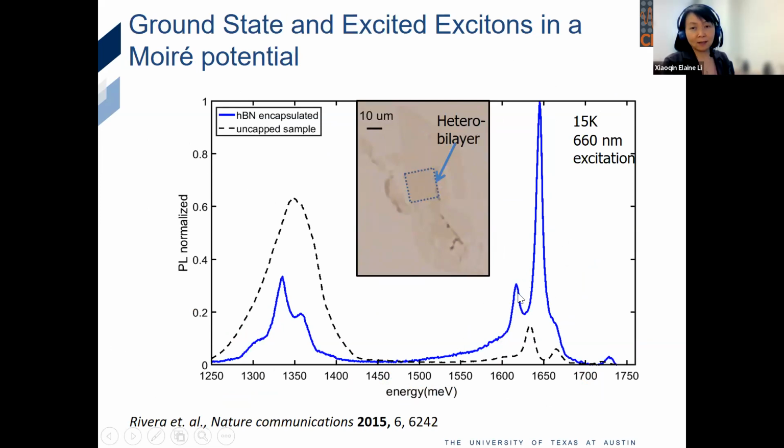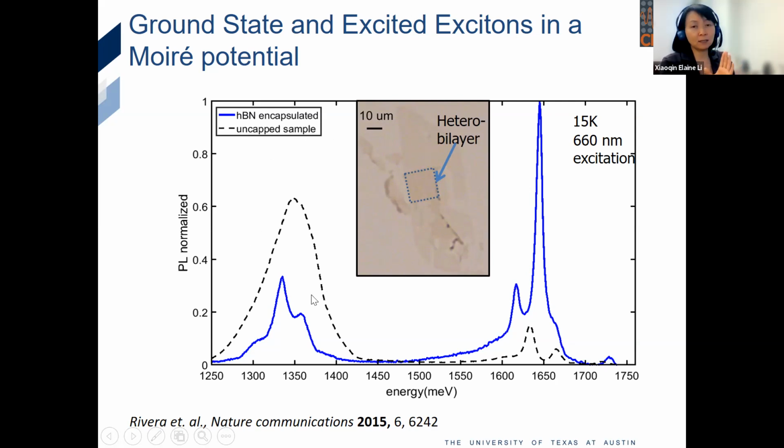Let's focus on the blue lines. These are the intralayer exciton, an electron-hole pair in the same layer. And this is the interlayer exciton, an electron-hole pair in different layers. The energy spacing between the two is largely determined by the band alignment shift between the two monolayers. And we compared two samples: the blue is taken on a sample with hBN encapsulation, and the dotted line is an unencapsulated sample.